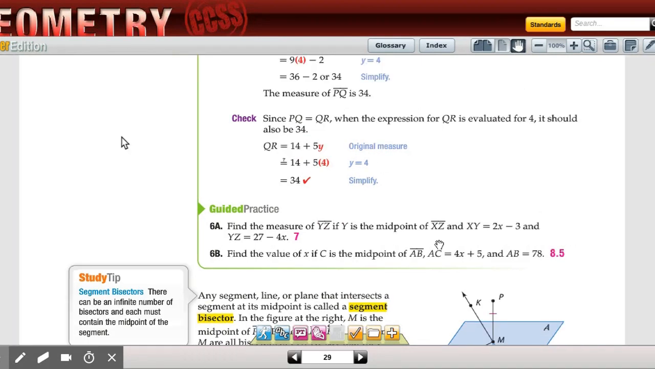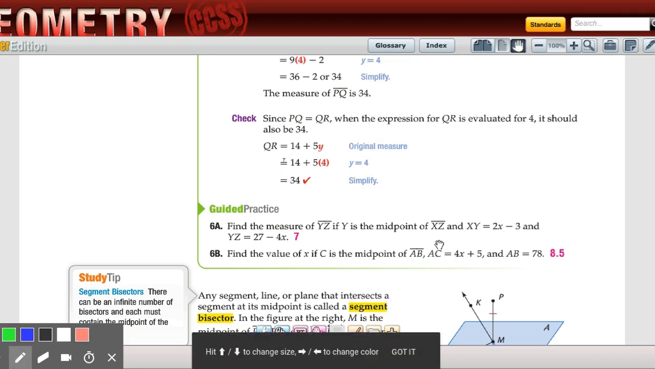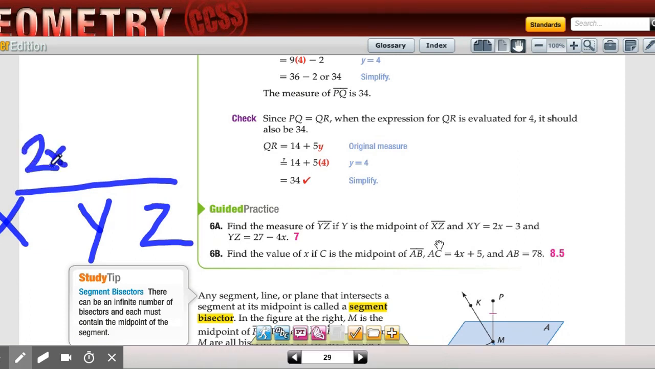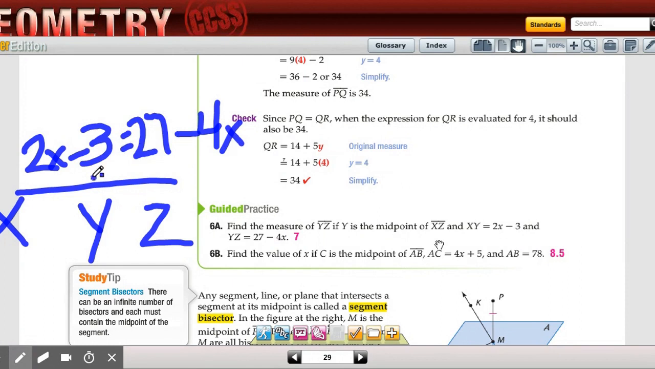Part 17. So again, what I was trying to say, I don't know if it doesn't like the pen or what. So I have this X, Y, Z thing. And XY, that's the 2x minus 3 and 27 minus 4x. Those have to equal each other because of the midpoint. So then you just figure it out from there.